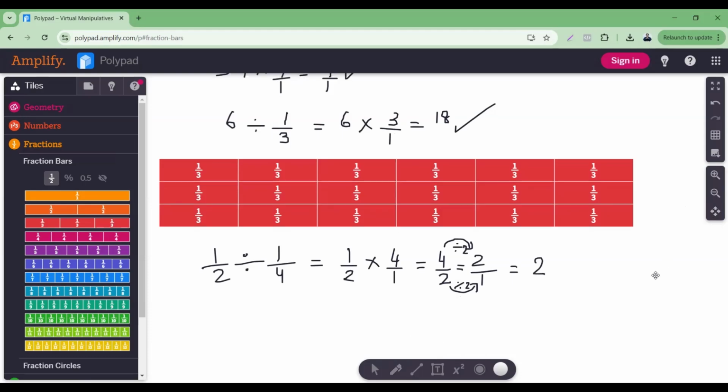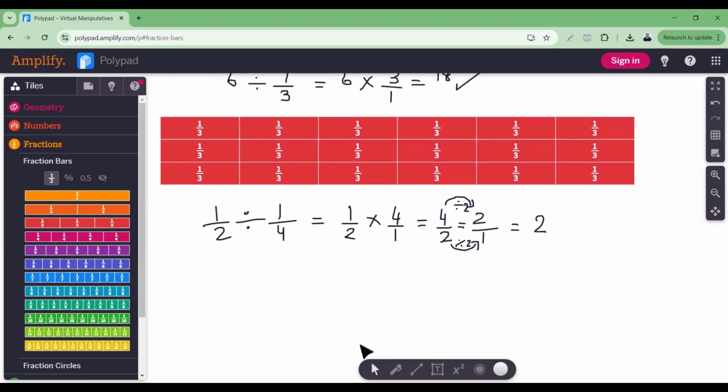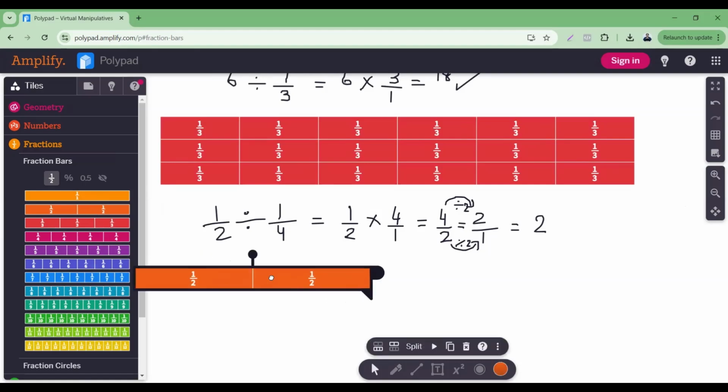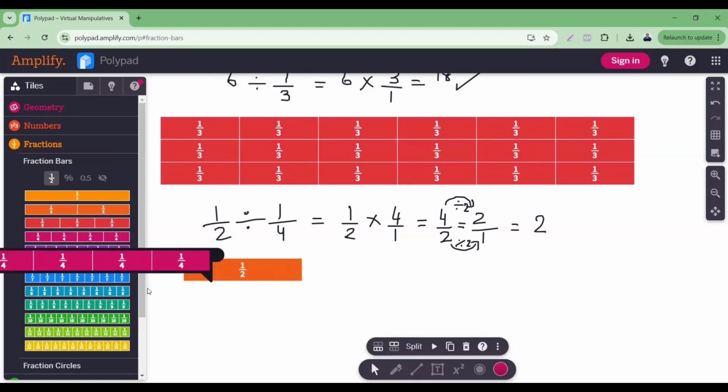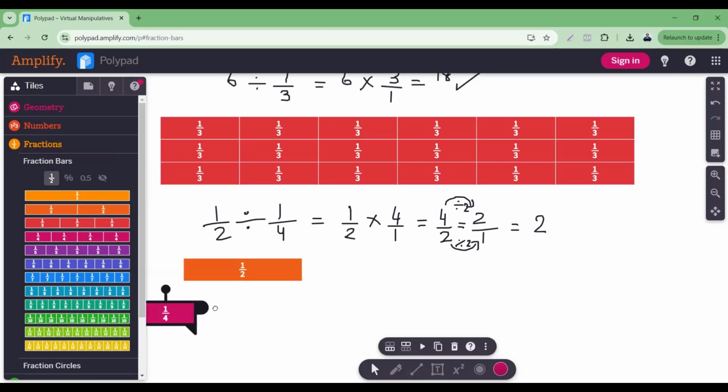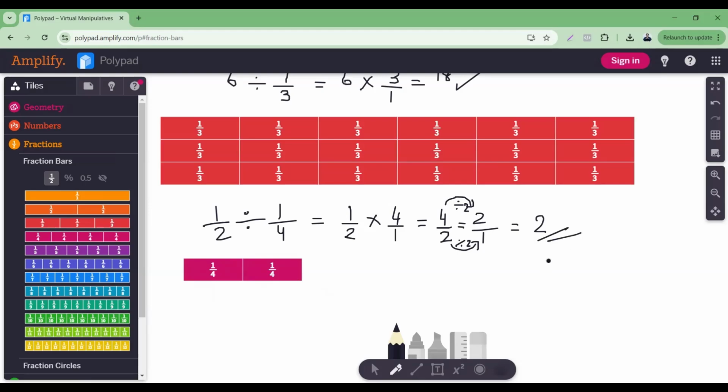Let's see visually whether this is correct or not. How do we do it visually? It's not 1 whole, 1/2 is what I require. Divided by 1/4 means I will have to take the 1/4. Now, how many such pieces will fill my 1/2? That's the answer. Totally 2 such 1/4s were required to fill up that 1/2. And that was my answer here also, which is perfectly correct. That means even for fraction divided by fraction, the technique that we finally discovered works.